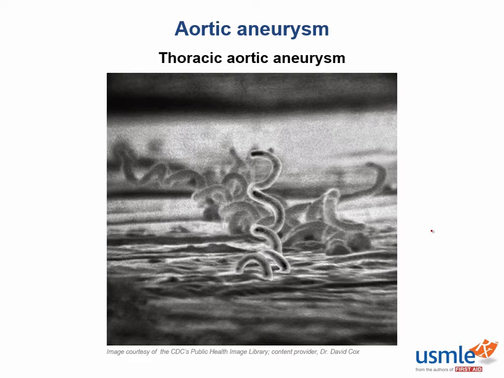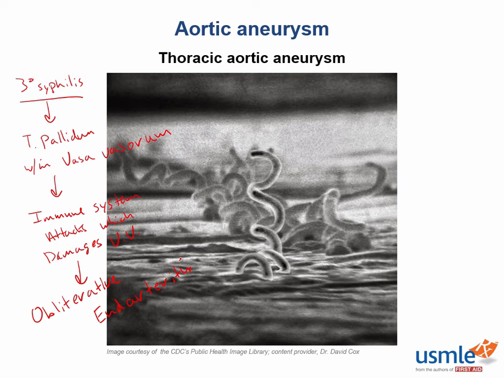Then our immune system starts to attack the spirochetes, and this severely damages the vasa vasorum, hence the name obliterative endarteritis. Now all of this significantly deprives the thoracic aorta from receiving adequate oxygen and nutrients. And the end result here is a weak vessel wall that is susceptible to dilation.